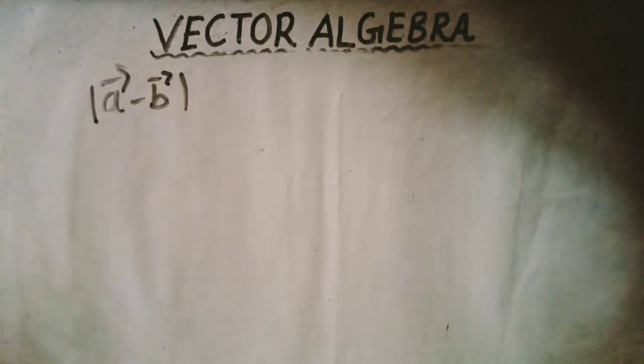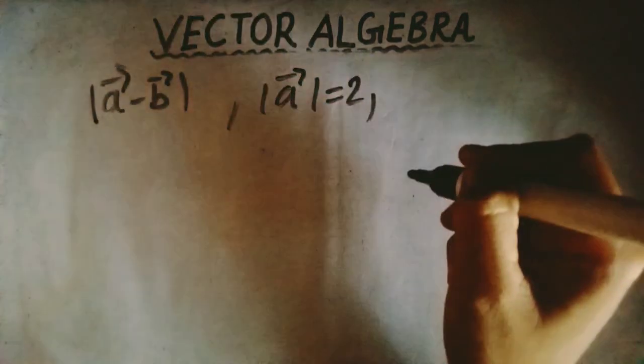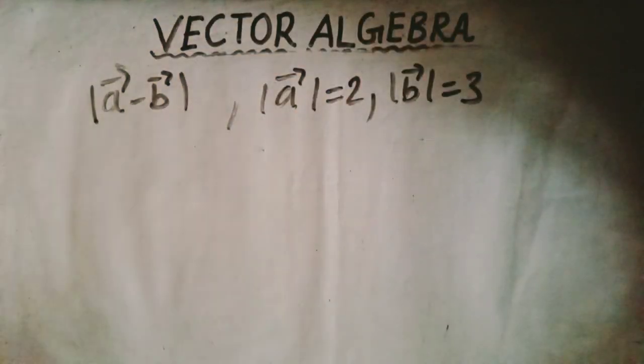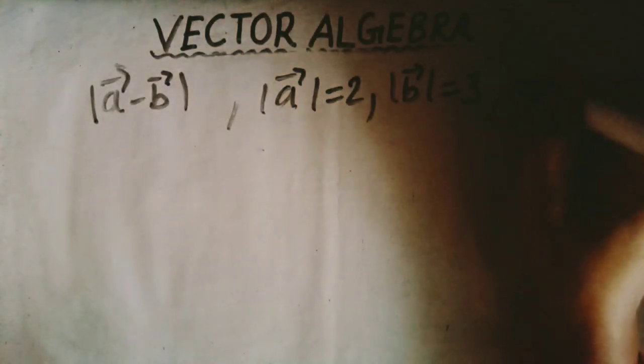Next question. You have to find mod of A minus B, if two vectors A and B are such that mod of A is 2, mod of B is 3 and A dot B is 4.